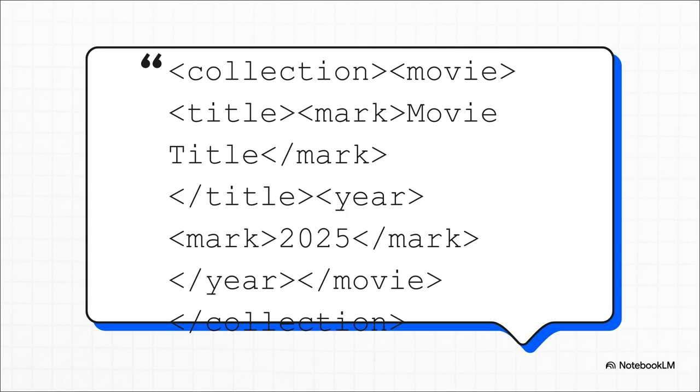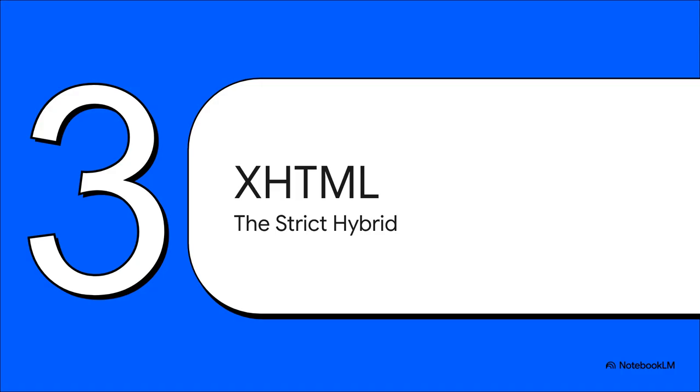Just look at this example. The tags you see here aren't standard web tags. They're custom: movie, title, year. The tags themselves are describing the data inside them. This makes the information totally self-contained and super easy to share between different computer systems, because the data literally describes itself. Now, for a little while, developers thought, hey, why not try to get the best of both worlds?